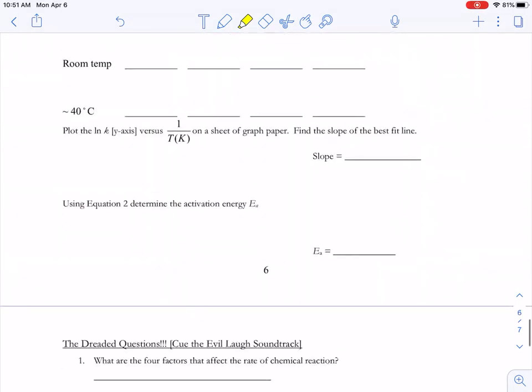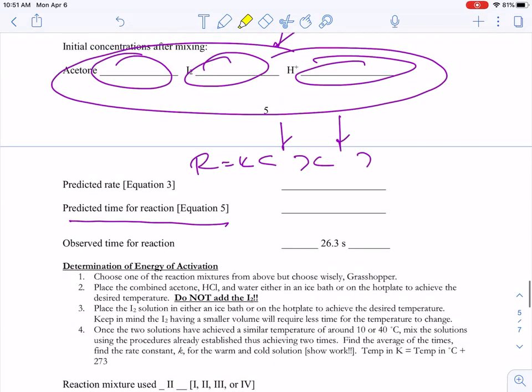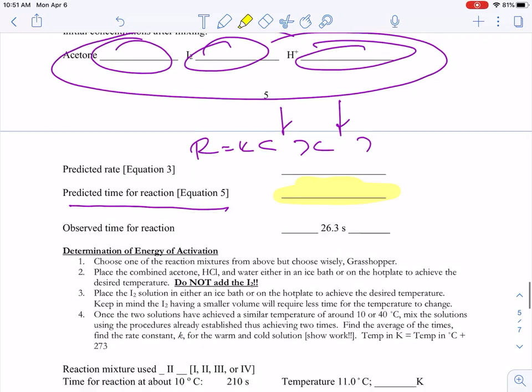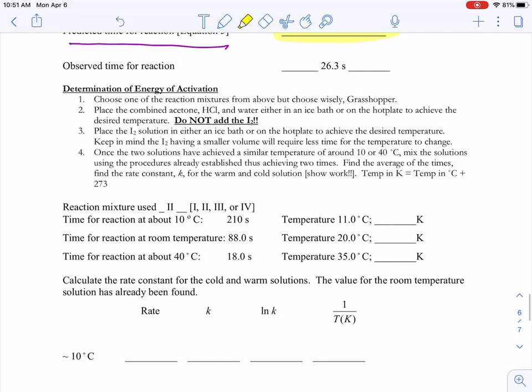So when I actually ran the lab, I observed it to take 26.3 seconds. So if your predicted time here is vastly different from 26.3 seconds, you've done something horribly wrong.